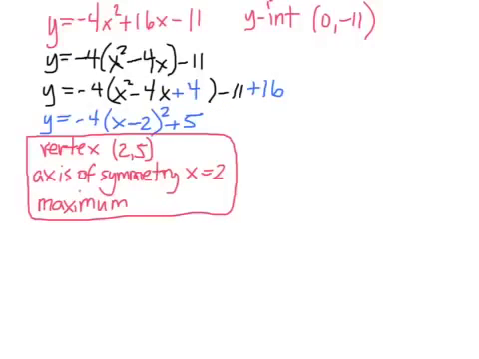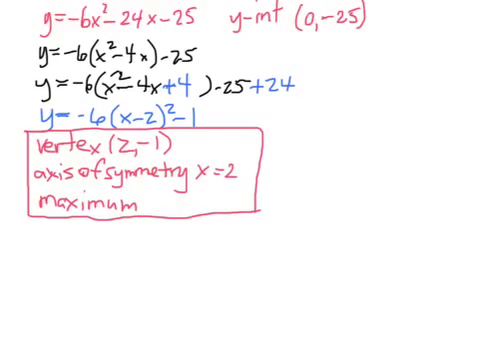This is in vertex form. My 2 and my 5 are my h and my k, and therefore the vertex is 2, 5. The axis of symmetry will run through that point right there. And since a is negative, it means that it opens down, and the vertex is a maximum. It's the highest point on the graph.